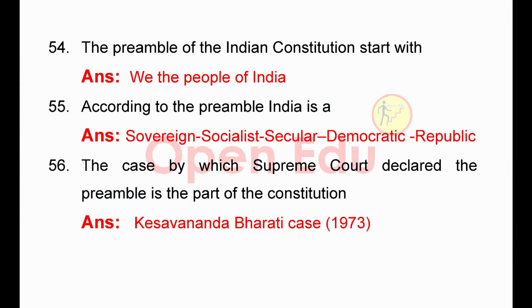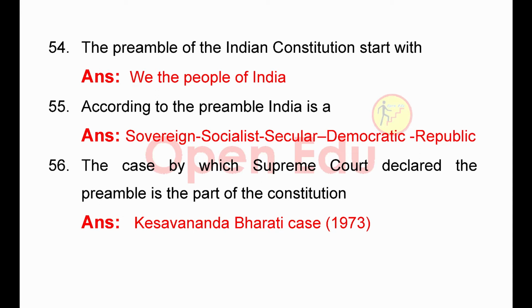The preamble of the Indian Constitution starts with dash. We the people of India. The preamble of the Indian Constitution starts with "We the people of India." According to the preamble, India is a sovereign, socialist, secular, democratic republic.